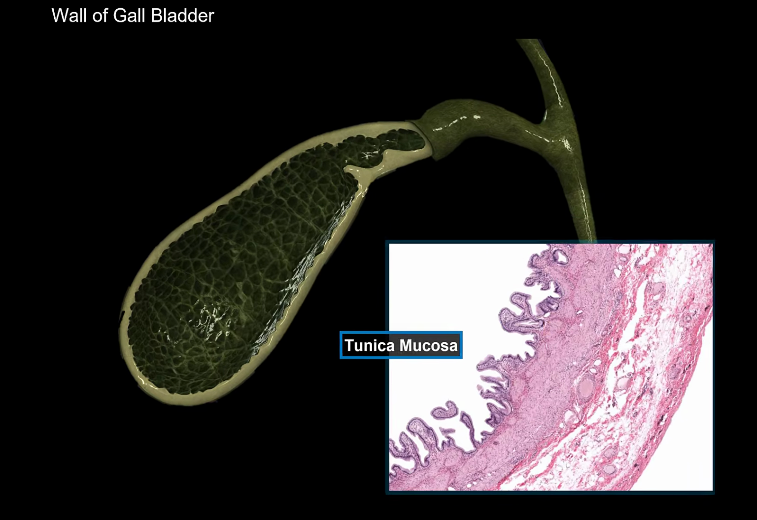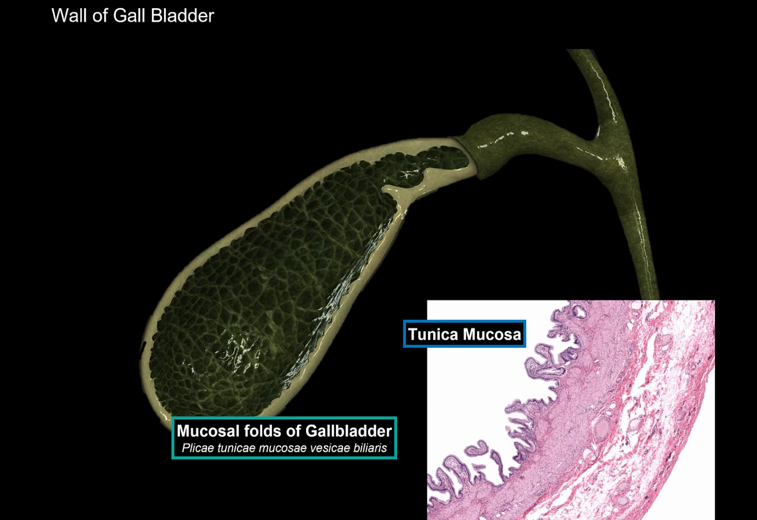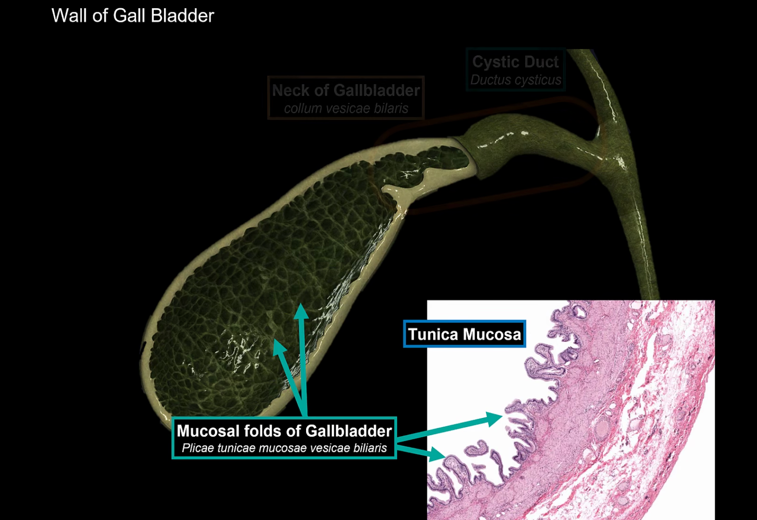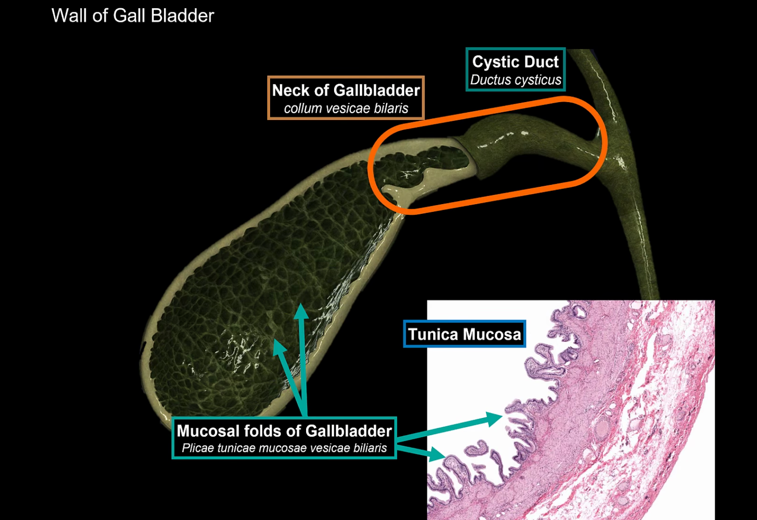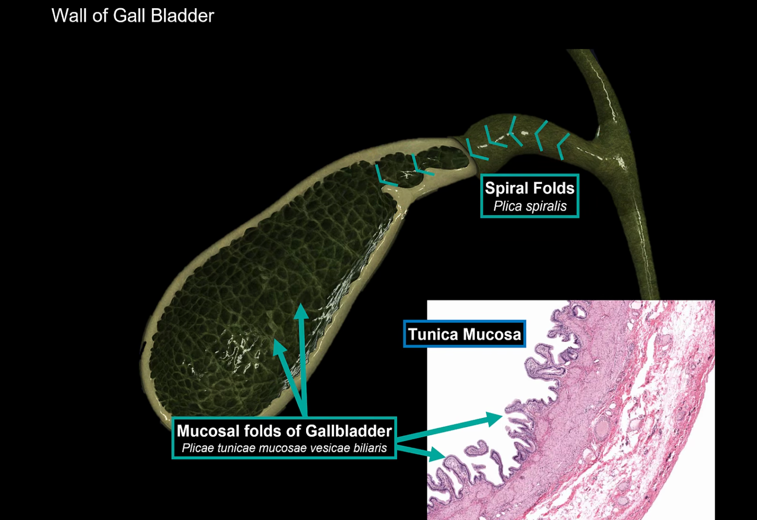Now let's do the mucosa first. The tunica mucosa has these folds on it called the mucosal folds of the gallbladder. That is those folds you see here histologically, which you can also see on the gallbladder grossly. They are mostly present when the gallbladder is empty, and you will find them on all 3 parts of the gallbladder. Another structure you will find on the tunica mucosa, in the region of the neck of the gallbladder and the cystic duct, as you see here, are these extra folds called the spiral folds.